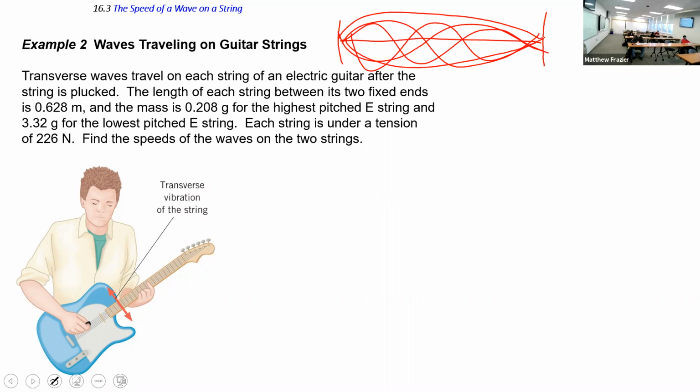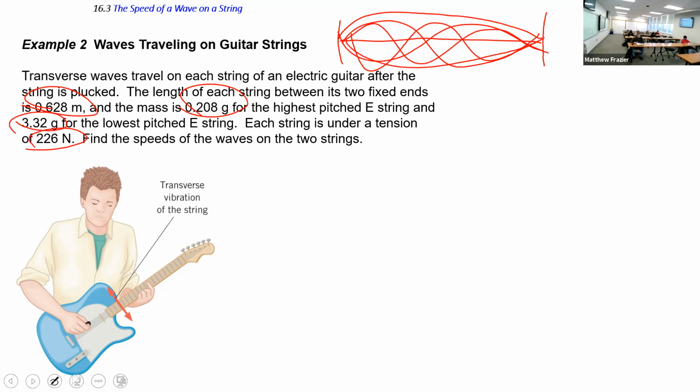And we have a length here of 0.628 meters. That's determined by what note you want to play. In this case, we're trying to play low E and high E on the guitar. So that's a fat string and a thin string, the bottom and top string. And then we have masses. The low string is generally heavier than the high string. That's what is required to play the particular note. And you turn the pegs to change the tension. So the tension force here is given.